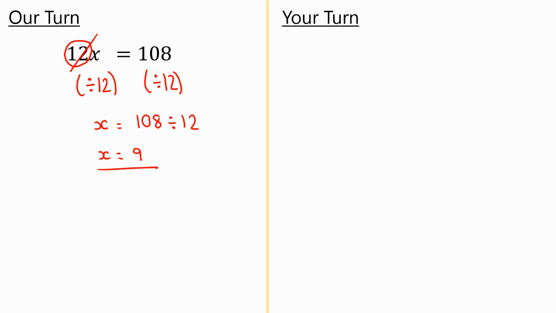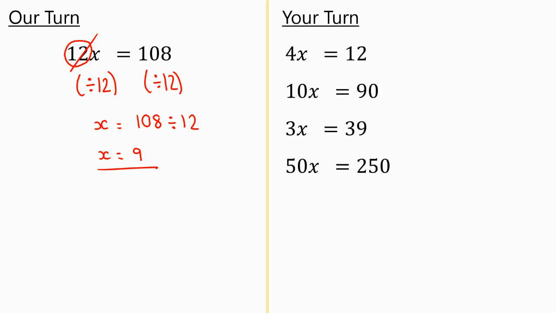So x is 9. Here are 4 questions for you to pause the video and have a go at. For each one, you want to circle whatever is with the x. And to get rid of it, we're going to have to do the opposite. In this case, they are all going to be dividing by.